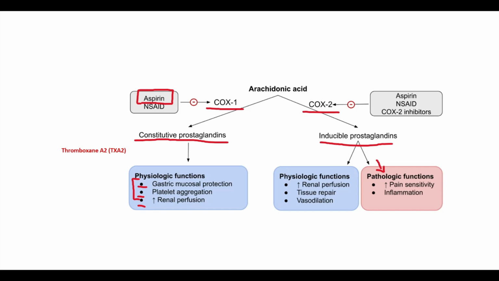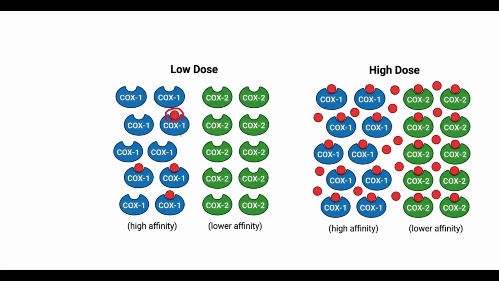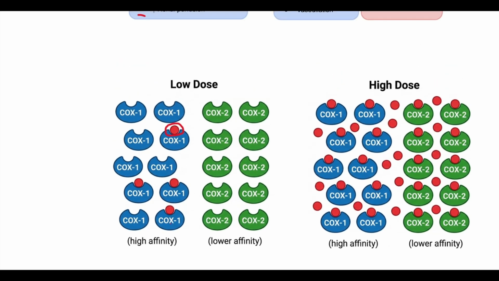Now, I'm going to say a sentence which is going to be the most important sentence of this entire video, and that is that aspirin favors the inhibition of COX-1. This is why we have completely different functions between low doses and high doses, because aspirin is always going to favor binding to cyclooxygenase 1. And so therefore, if we have a low dose of aspirin, which is represented by this red circle, since we have a higher affinity to cyclooxygenase 1, we're going to selectively inhibit cyclooxygenase 1.